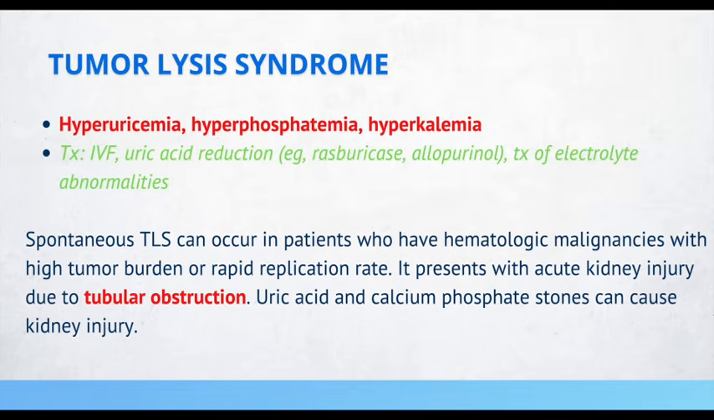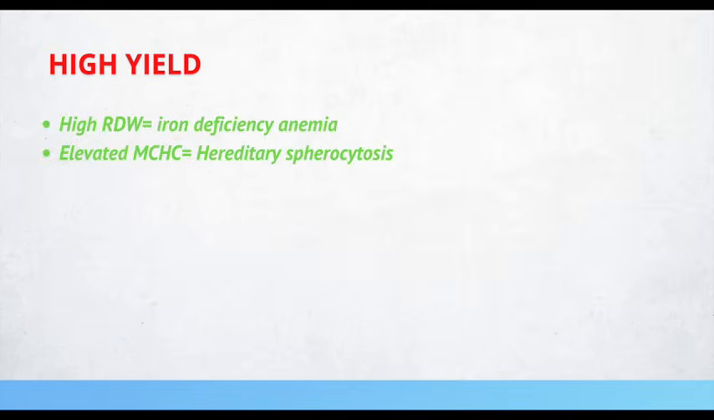Another high yield fact that you want to know is that if you see a high red blood cell distribution width, think about iron deficiency anemia. If you see an elevated MCHC, think about hereditary spherocytosis.